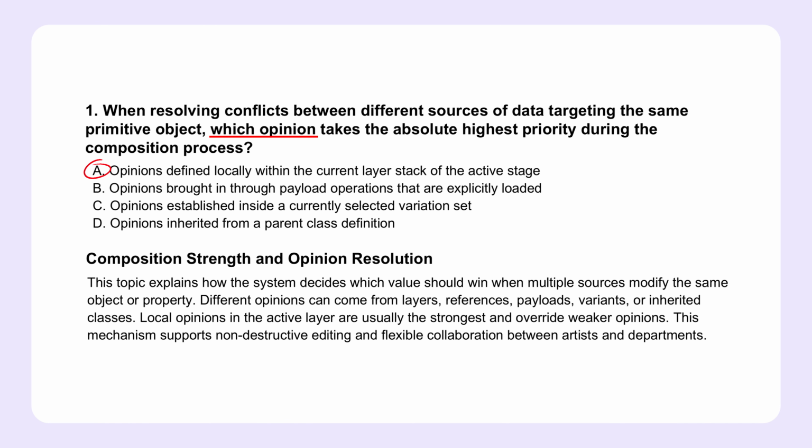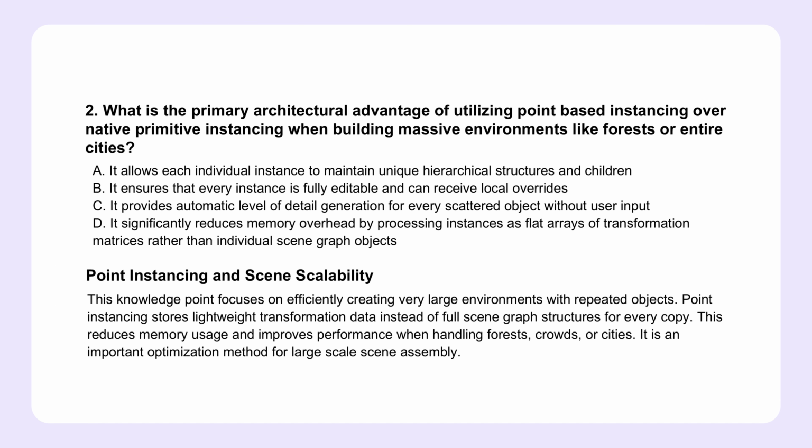That is where it gets really heavy. Yeah. So let's look at question 2. This one's on point instancing. What is the primary architectural advantage of utilizing point-based instancing over native primitive instancing when building massive environments like forests or entire cities? Okay, let's hear the choices.